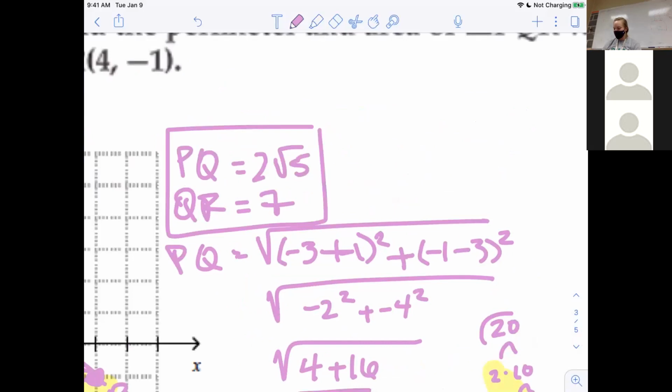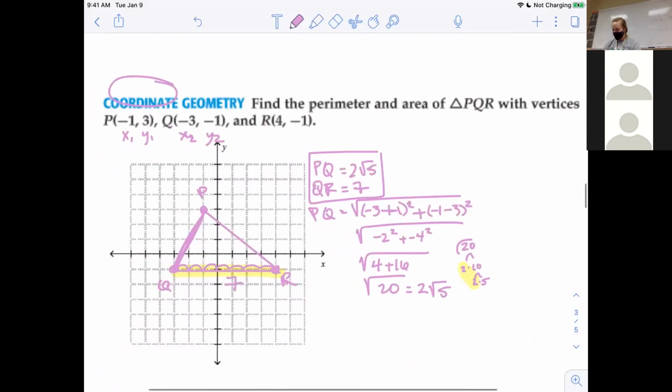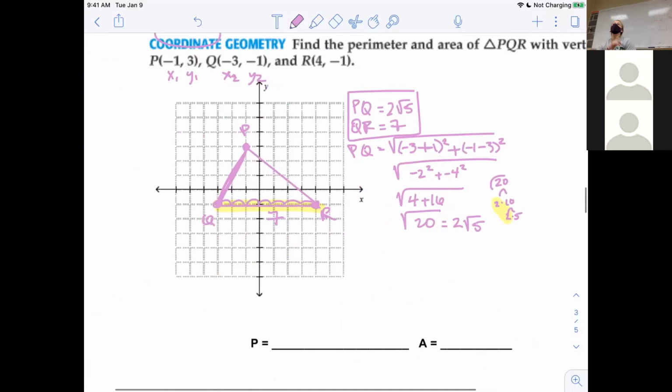We're going to have to find PR on Wednesday. I think that's the next time I see you. We have to find one more distance in order to find the whole perimeter. We can't just add up 2 sides and call it a day, and then we'll find area.